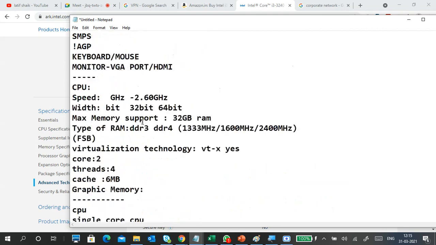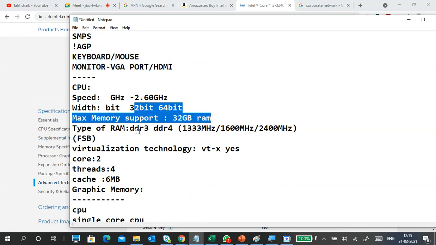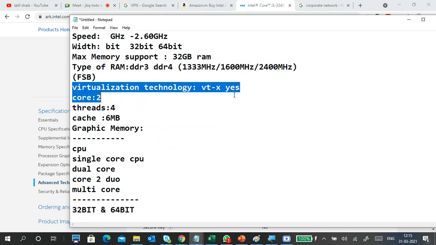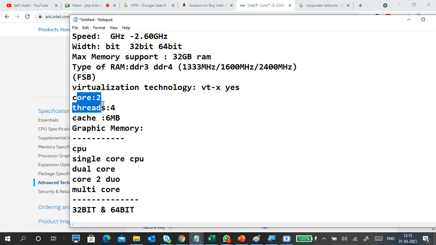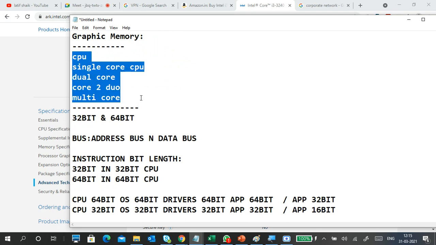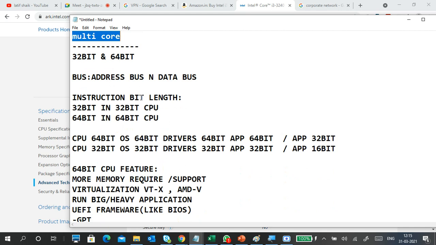I think we got a point. What we look at in a CPU: speed and what bit it is, maximum RAM support, type of RAM supported, virtualization technology supported or not, how many cores, how many threads, how much cache memory, and how much graphic memory we are getting with the CPU. CPUs can be single core, dual core, or multi-core. There are 64-bit and 32-bit type processors.